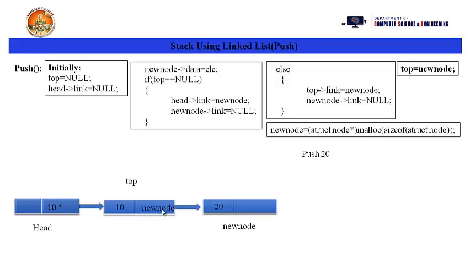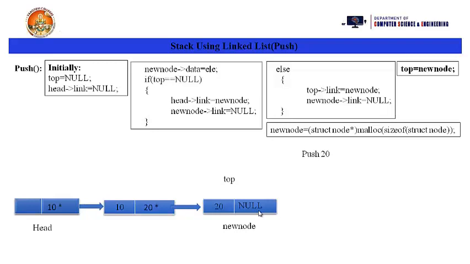The next statement, new node tends to link equal to null. We need to make the null value in new node link part here. Then we need to update the top value also, top equals new node. So now the top is moving to the new node here. Now I am going to change this new node value as a 20 pointer, means it is pointing to the 20 node. Okay, for understanding purpose I am taking the 20 pointer here.